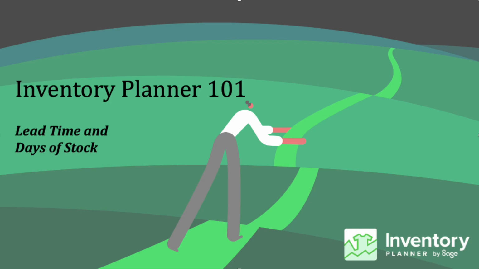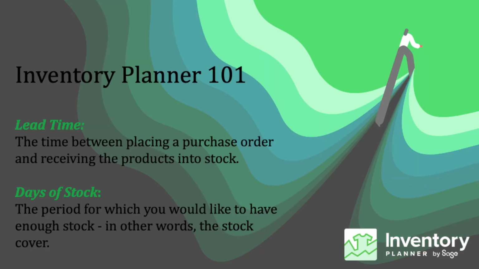Assigning lead time and days of stock. Accurate lead time and days of stock assignments are required for Inventory Planner to deliver precise recommendations. Lead time represents the days between placing a purchase order with your vendor and when you receive the products into stock. Days of stock is the period for which you would like to have enough stock. So in other words, it's the stock cover.